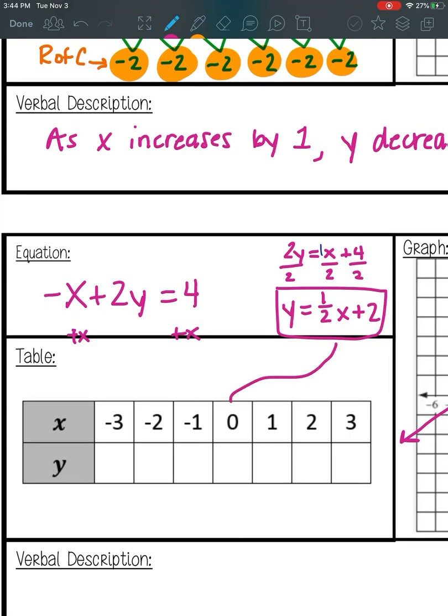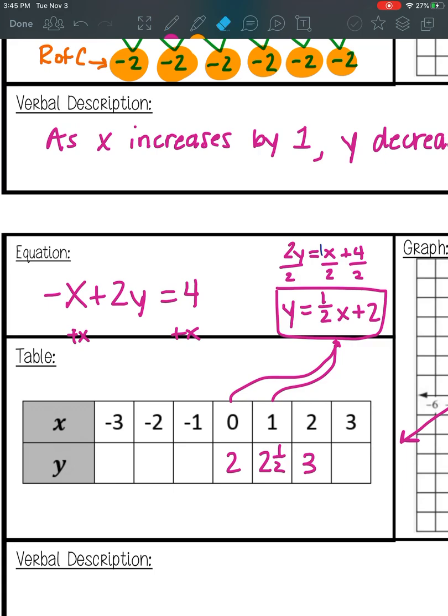Now, let's plug in our x values. So let's start with 0, because anything times 0, 1/2 times 0 is 0, and then we add 2. If we put in 1 to here, 1 times 1/2 is 1/2. Anything times 1 is itself. So 1/2 plus 2, then we get 2 and 1/2. Plug in 2. So half of 2 is 1. 1 plus 2 is 3.